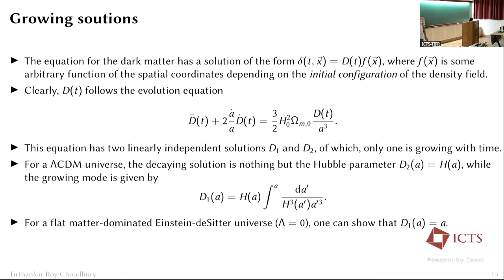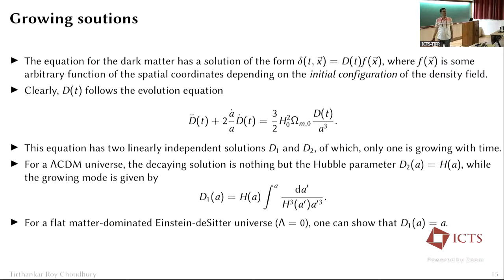We don't need to worry about lambda or radiation or any other thing. You can show that this growing solution grows as a. So the decaying solution decays as the Hubble parameter, the growing solution grows as the scale factor, for the Einstein-de Sitter universe. For other universes, you just need to solve this equation appropriately. There is no problem.